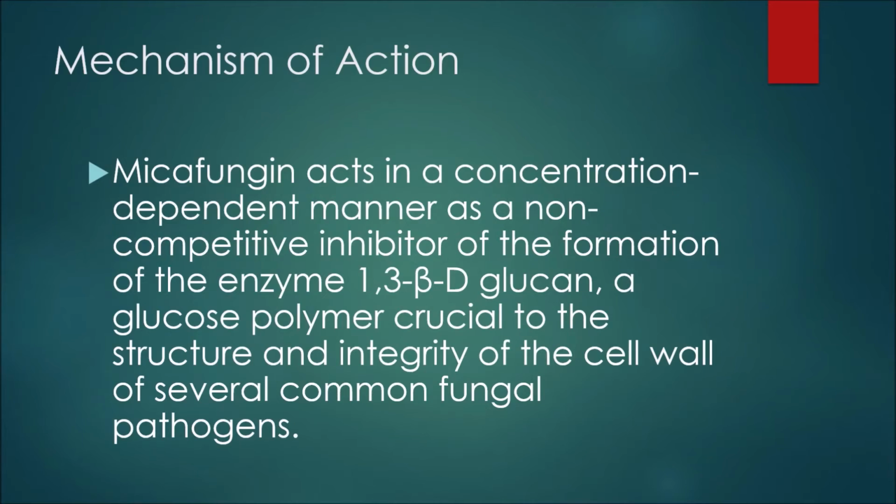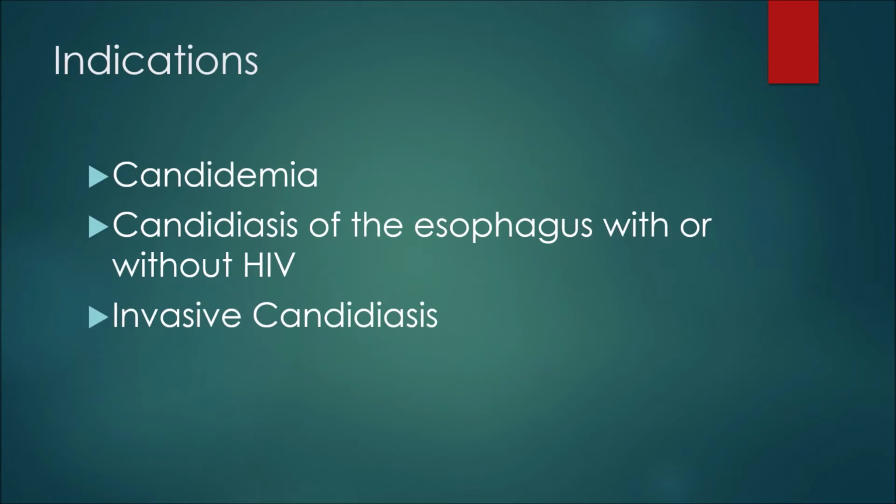So the first thing to discuss here would be the mechanism of action or how this medication works. Micafungin acts in a concentration-dependent manner as a non-competitive inhibitor of the formation of the enzyme 1,3-beta-D-glucan, which is a glucose polymer crucial to the structure and integrity of the cell wall of several common fungal pathogens.